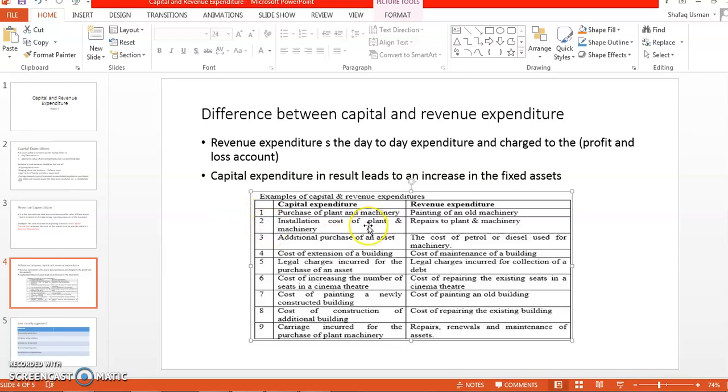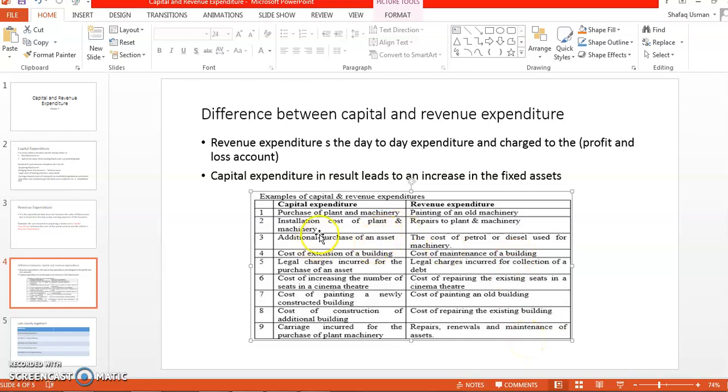Second, installation cost of plant and machinery. So it means when you buy a new plant and machinery, the installation costs have to be paid along with the cost of that machinery. So this is included in the capital expenditure. Revenue expenditure, on the other hand, can be the repairs to those plant and machinery which you purchased earlier. So repairs and maintenance is a regular part of your job. You have to do it on a day-to-day basis.